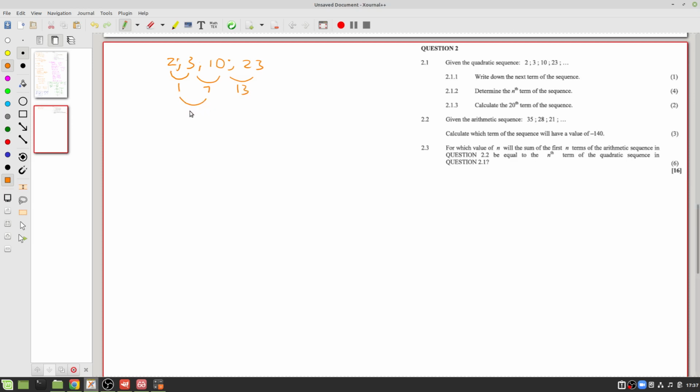But what about the difference between the differences? This is 6 and this is 6. So if this is equal, then we know it's quadratic. Okay, so this is quadratic. Now they ask us to write down the next term of the sequence for 2.1.1.